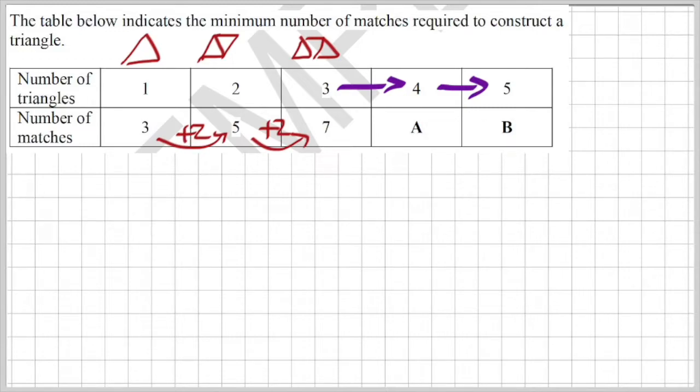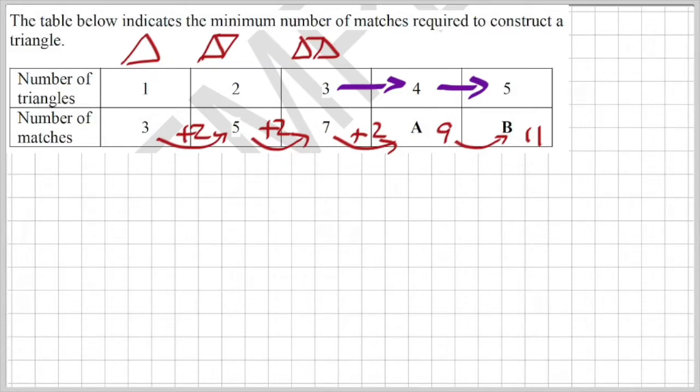That is very important. If that 4 wasn't 4, but it was maybe 8 or 12, then we couldn't do what we're doing here. So to go from 7 to my next number of matches for that triangle, I'm again going to add 2, which gives me the value of A, which is 9. And I'm going to add 2 again to get me to B. Again, please get this. It's the number of triangles that are consecutive which allows me to do this.